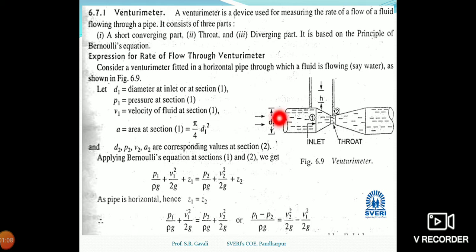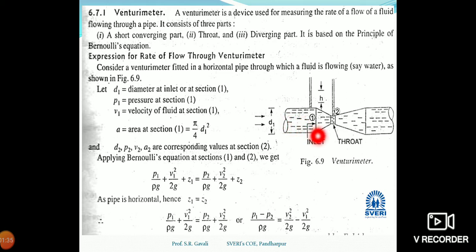Venturi meter and Orifice meter are the devices used to measure the rate of flow of a flowing fluid through a pipe or a closed conduit. Therefore they are used to determine the rate of flow. This Venturi meter was designed by the scientist G.B. Venturi, hence the name Venturi meter.